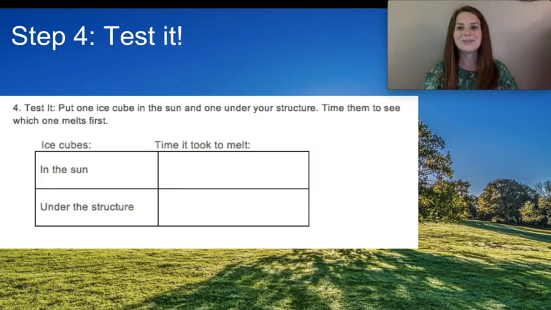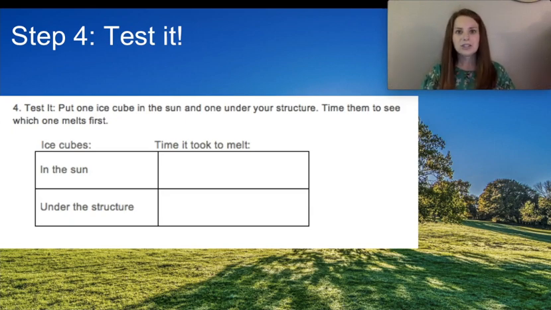Finally, you're going to test it. So to test it, you're going to need a few things. You're going to need 2 ice cubes, and you're also going to need a stopwatch. You can use a parent's cell phone for that. And what you're going to do is you're going to take your first ice cube and you're going to put it directly in the sun. Then you're going to take your second ice cube and you're going to put it underneath your structure.